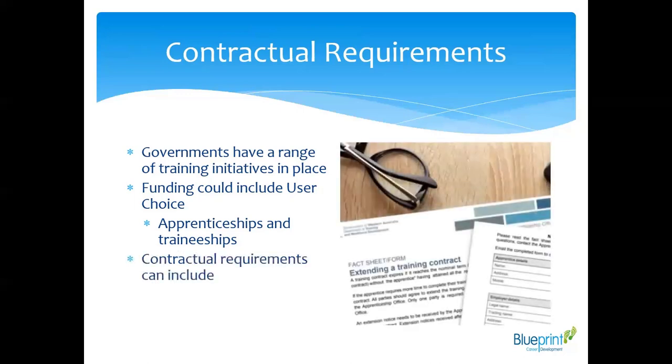Requirements for contractual arrangements can include things like individual training plans, reporting requirements, as well as supplier performance KPIs and funded programs such as WELL, which is the Workplace English Language and Literacy. It could also include relationships with the Australian Apprenticeship Support Networks and other bodies.